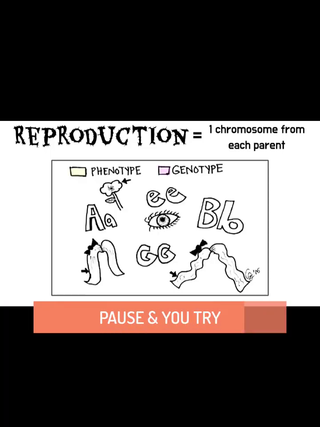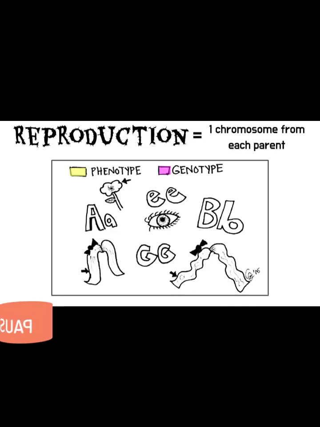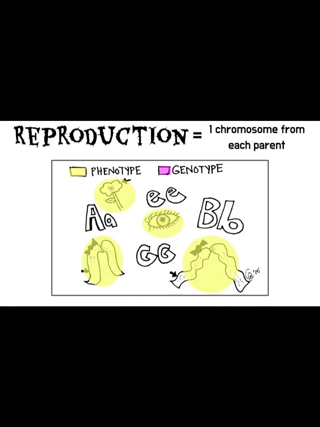It's time for you to practice. Pick a color for genotype and phenotype. Identify the genotypes and phenotypes in the box below. Check your work. How did you do? It was 4 examples of phenotypes and 4 examples of genotypes.